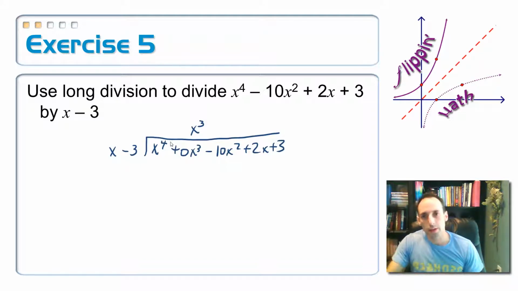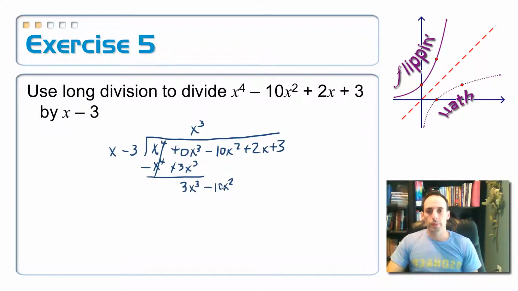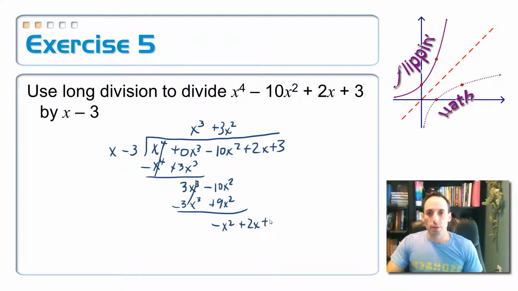I take that and I multiply it times both of those things in the divisor. x to the fourth minus 3x cubed, and then I subtract. Minus, plus, cancel. I get 3x cubed. Just bring down the next one, minus 10x squared. How many times does x go into 3x cubed? It goes in plus 3x squared times. Multiply the 3x squared to both of these terms in the divisor. I get 3x cubed and minus 9x squared. Subtract, minus, plus, cancel. Negative x squared. Bring down the next term, plus 2x plus 3.